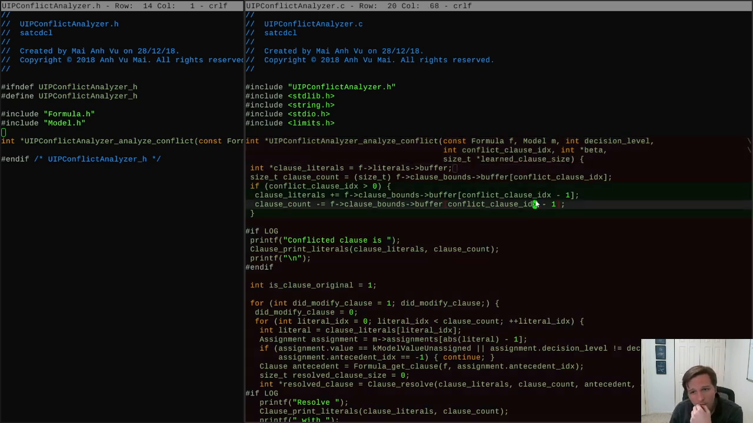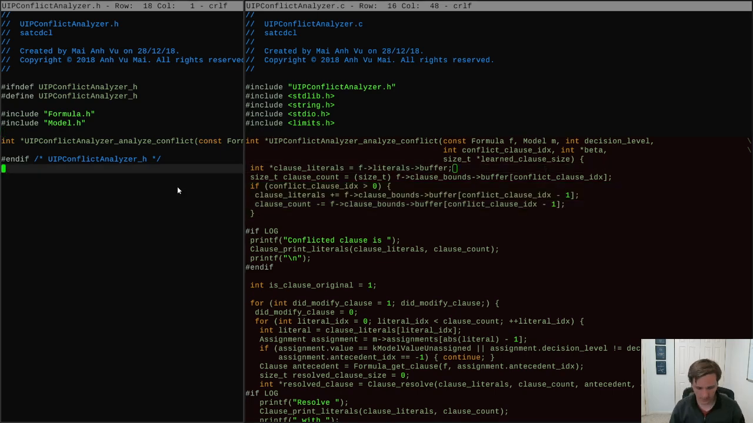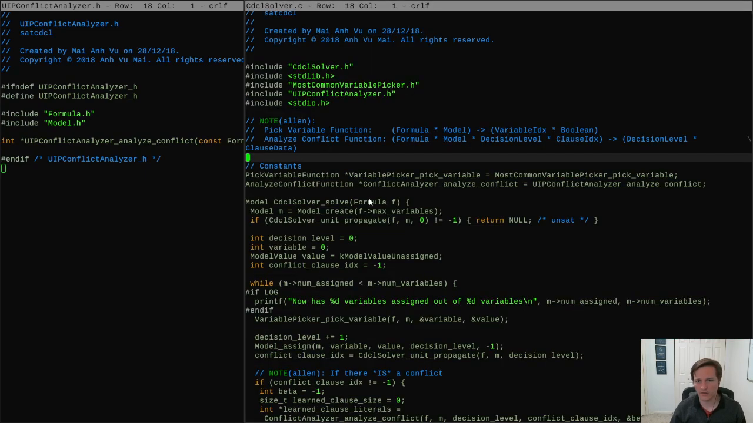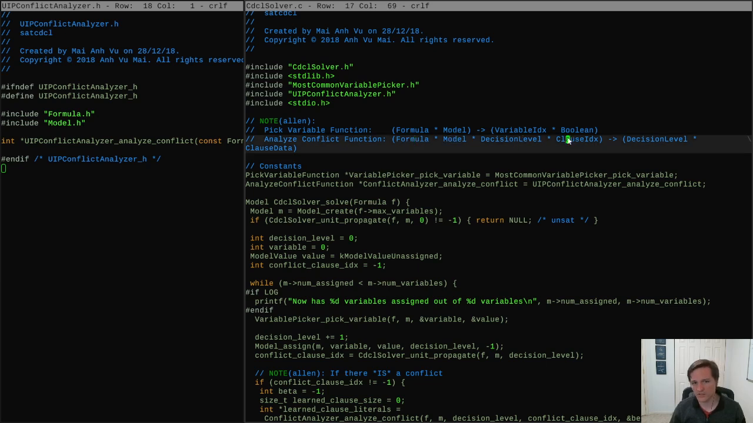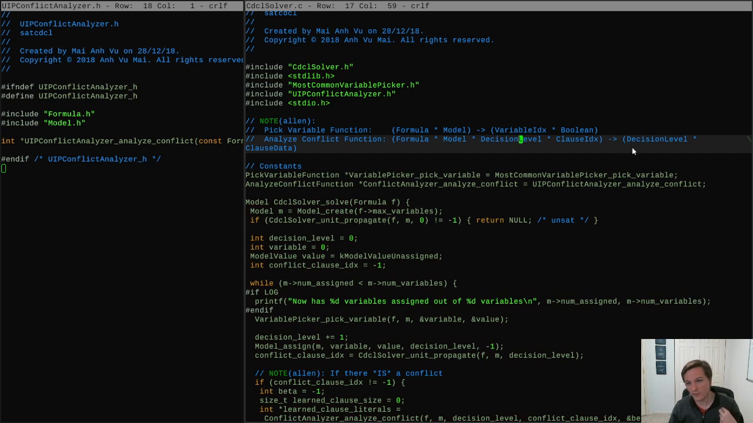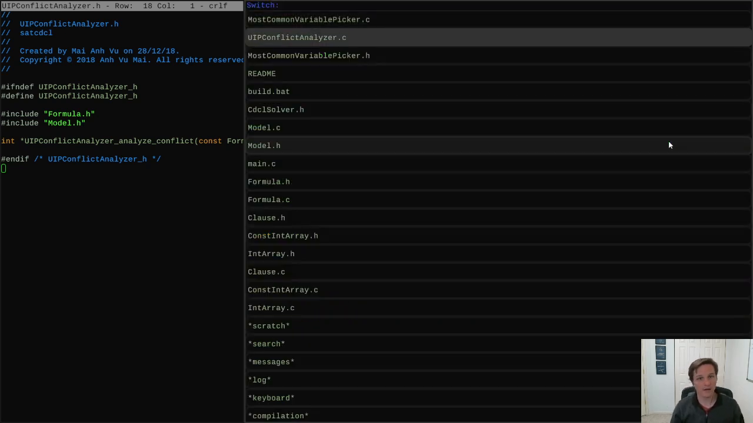We don't know how it works, but we talked about it when I summarized this over here in the solver. Formula, model, decision level, clause index. The clause index that goes in comes from this propagate function. So it's the clause that is in conflict, the clause where all of the literals evaluate to false, and so the clause evaluates to false. And this is the decision level. I don't know what role that will play yet, but that tells us what decision level we're at currently when it goes in, and what comes out is what decision level we should jump to. I don't know how it's going to make that decision, but let's find out.